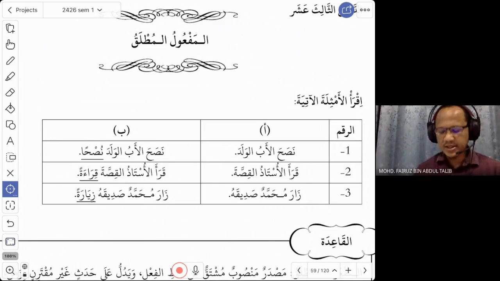Iqra al-amthilat al-atiyah. Read the following examples. Here we have two groups, alif and ba. We look at the first group, majmu'a al-ula. Al-jumlatul ula: nasaha al-abu al-walada. Nasaha al-abu al-walada. What is the meaning of this sentence?